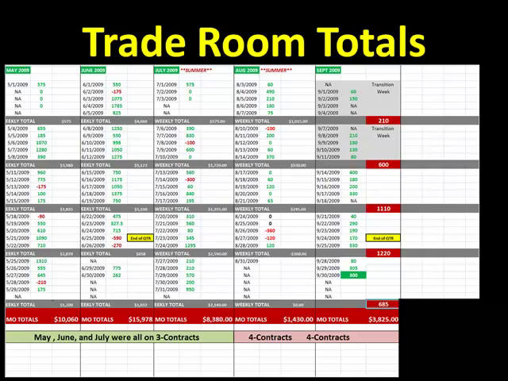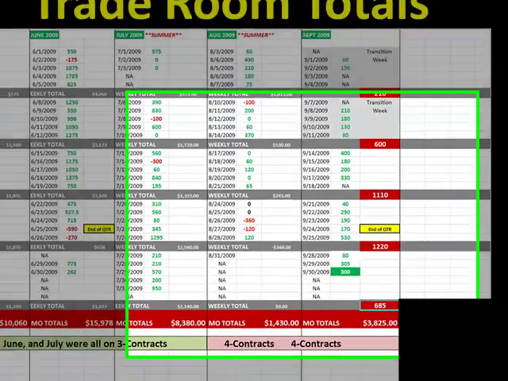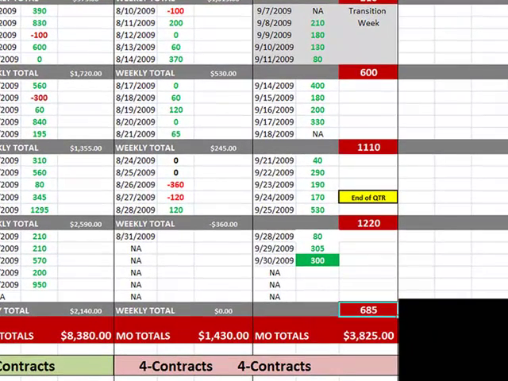Let's talk about our trade room totals today. Now, of course, today was another good day in the market. We brought $300 in. Didn't see a single trade with more than one profit target today. So we made all of our money today with nickels and dimes. And as you can see, $300 in our pocket to finish out the month. $3,800 here this month of September.